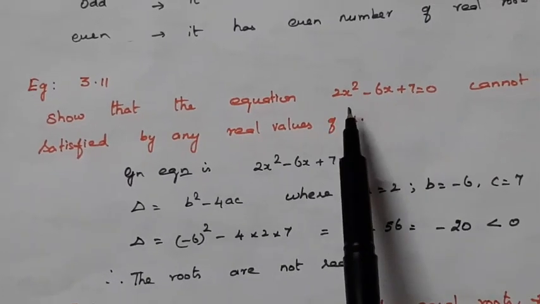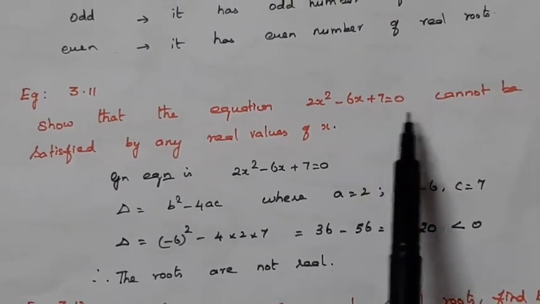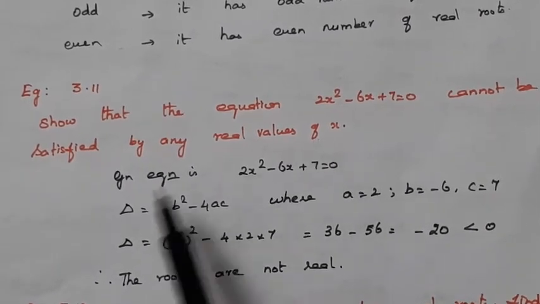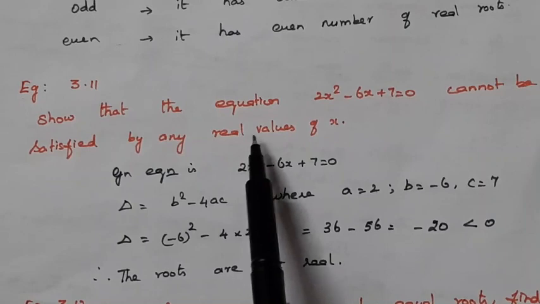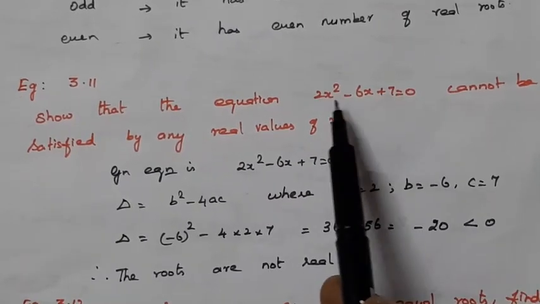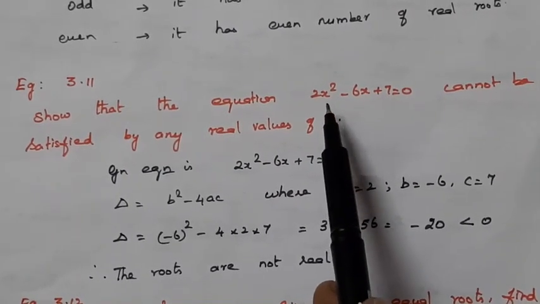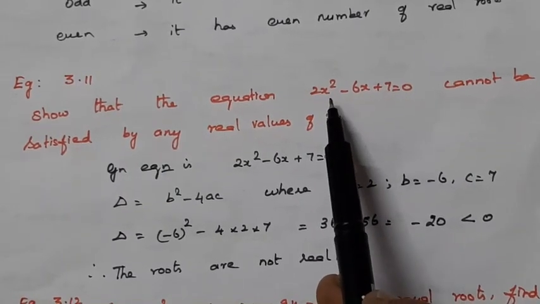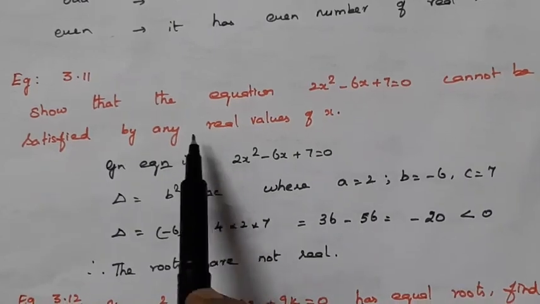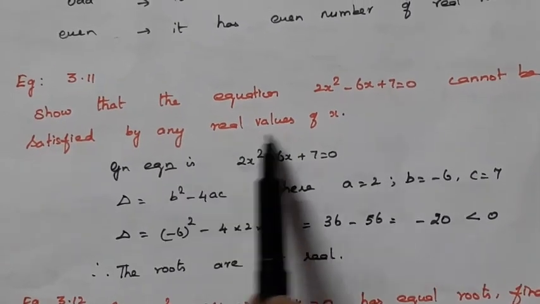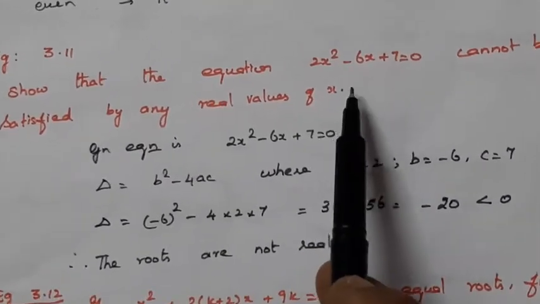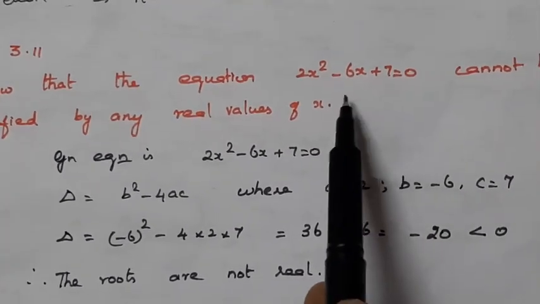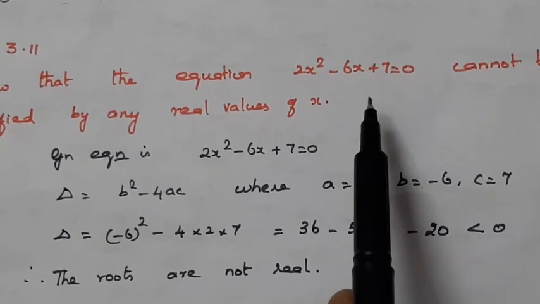Show that the equation 2x squared minus 6x plus 7 is equal to 0 cannot be satisfied by any real values of x. What does this question mean? This equation has a solution as imaginary. You have to show that the equation has imaginary roots. That is the meaning of it should not be satisfied by any real values of x. So what is the condition for a quadratic equation to have imaginary roots? Delta must be negative.